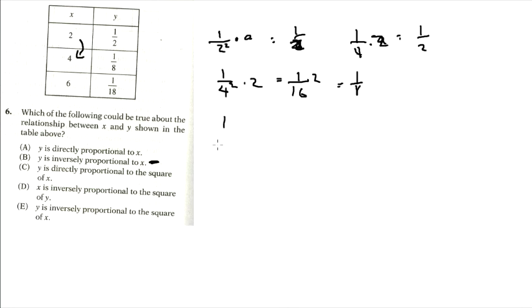And then here we have 1 over 6 squared times 2 equals 1 over 36 times 2, which actually is 1/18. So it is inversely proportional to the square of x.